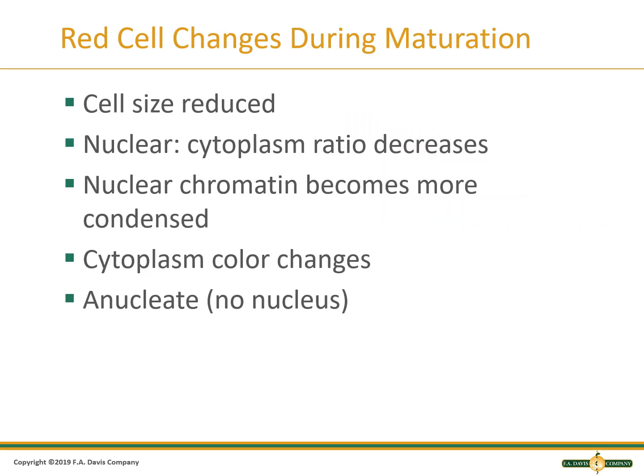There are several changes that occur during the red blood cell maturation. The cell size reduces, the nuclear to cytoplasm ratio decreases, the nuclear chromatin becomes more and more condensed, the color of the cytoplasm changes, and it becomes anucleate, which means there's no longer a nucleus within the cell.